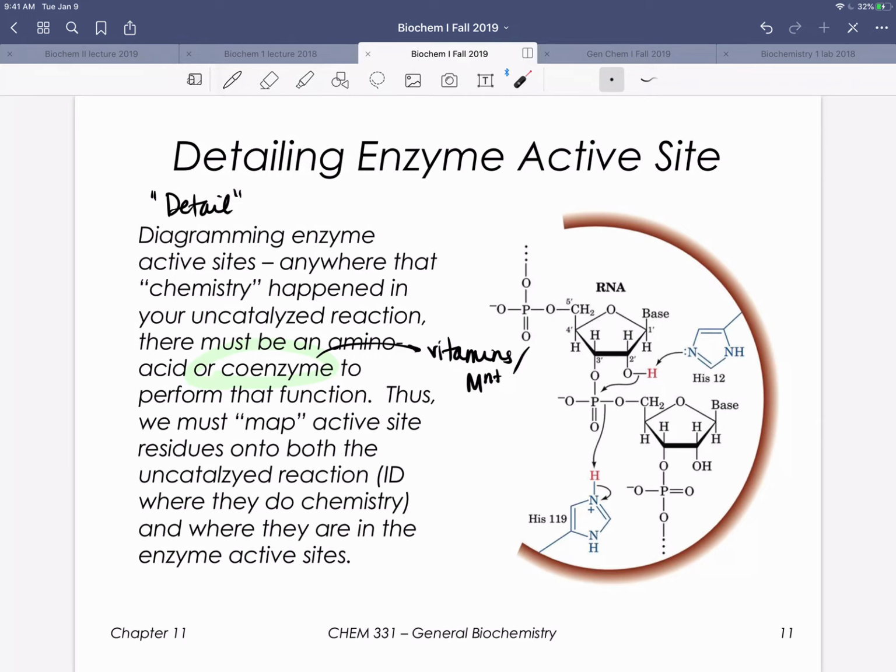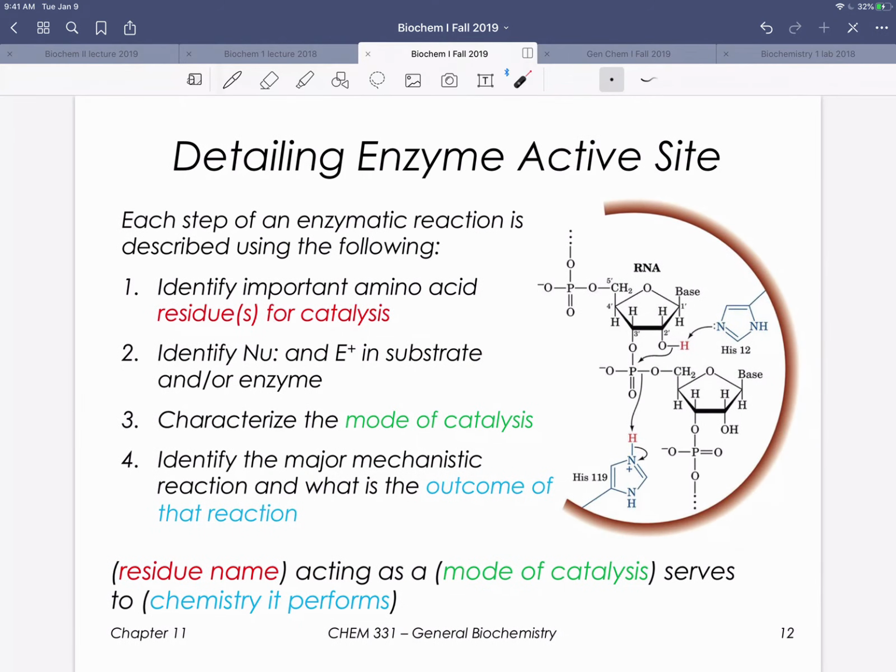So what we want to be able to do is map active site residues onto the uncatalyzed reaction, so again, those are your reaction mechanisms, identify where they do chemistry, and then map that onto what we see in the enzyme active site. So this is what we see for RNase A, and we'll explain this in a little bit. But detailing an enzyme active site is really a narrative description of what's going on here.